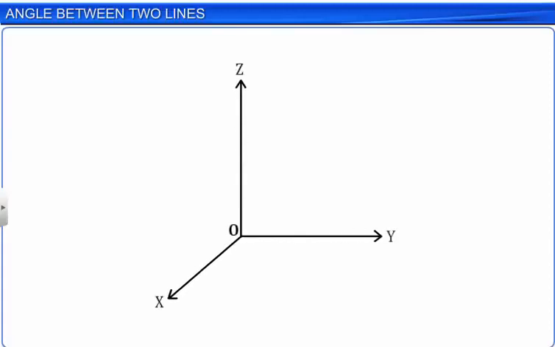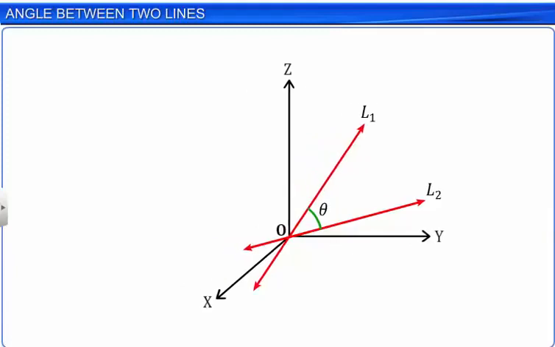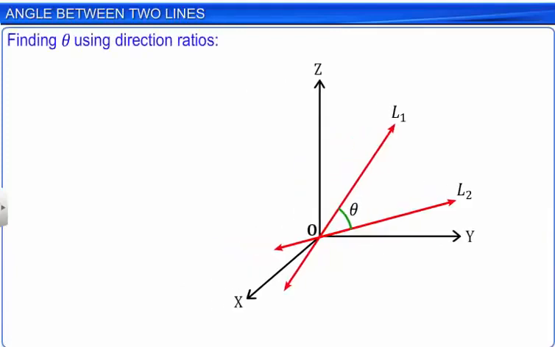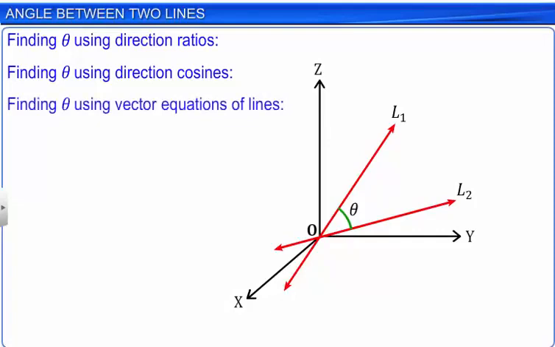Consider two lines, L1 and L2, passing through the origin as shown. Let theta be the acute angle formed between lines L1 and L2. You will learn to find the value of this angle theta using the direction ratios, direction cosines, vector equations, or Cartesian equations of the two lines.